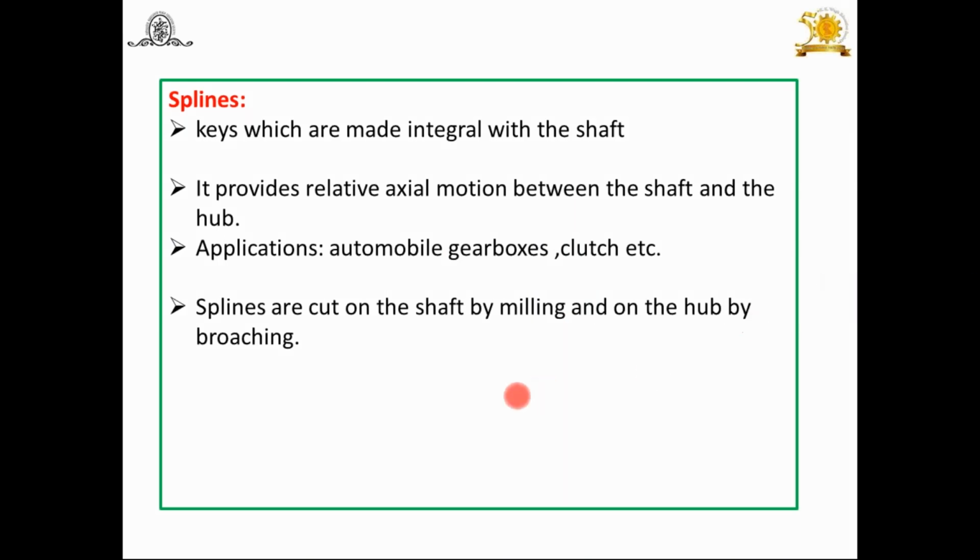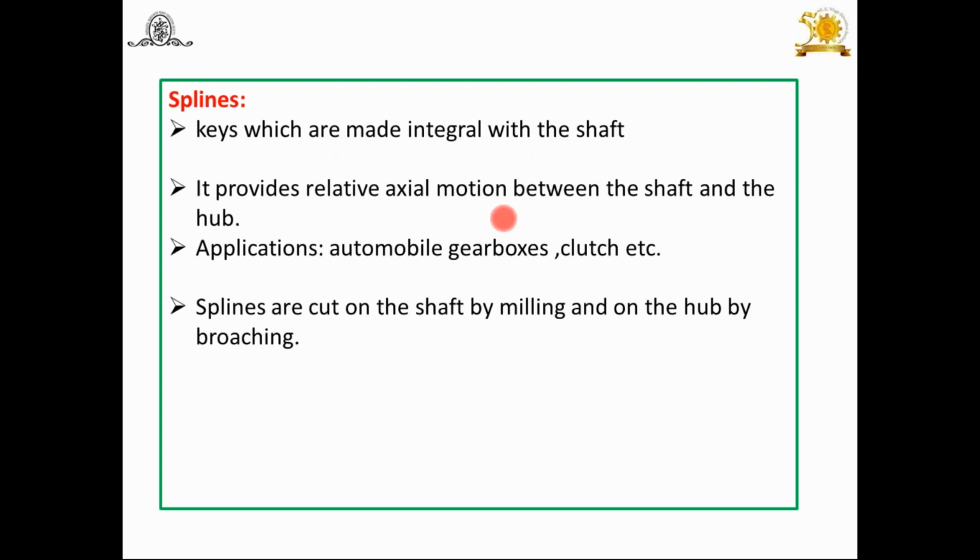It permits axial motion but prevents relative motion. So what do you mean by splines or spline shafts? The keys are made integral with the shaft, not separate; they are a part of the shaft. You will find more than 2 keys, maybe 4 keys, 6 keys, or 3 keys, integral with the shaft. Then it provides axial motion.